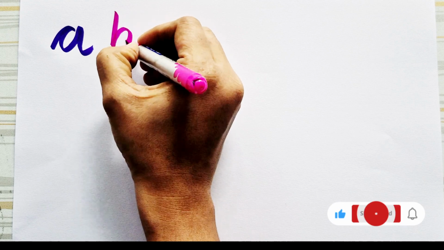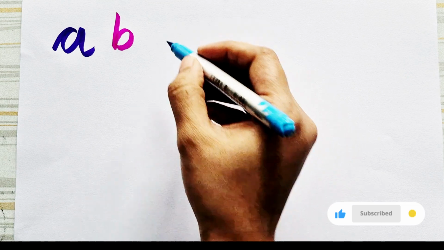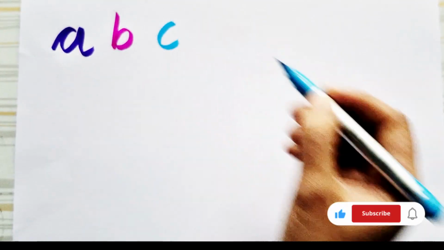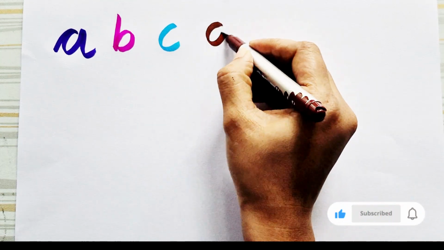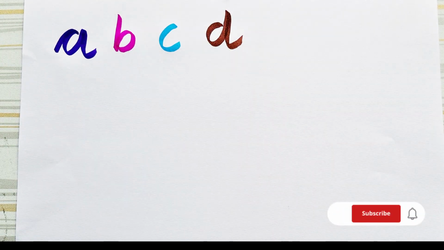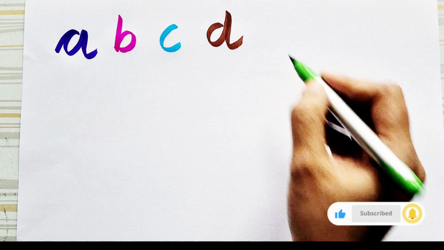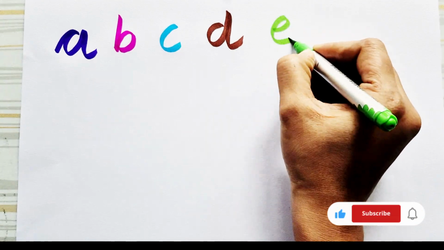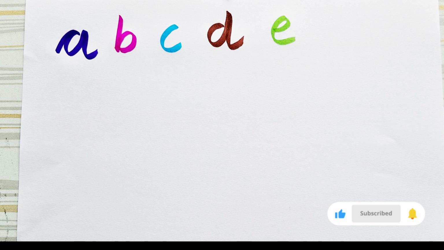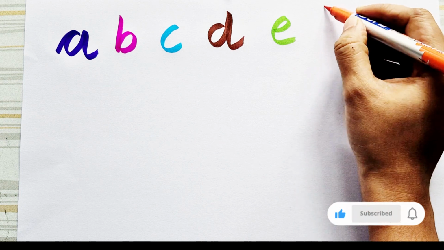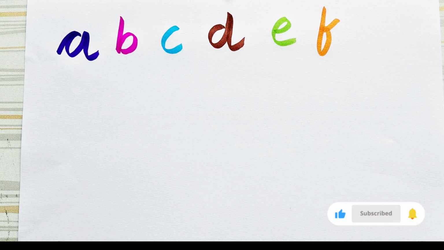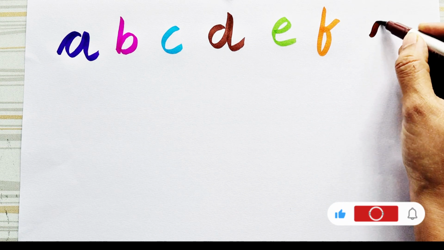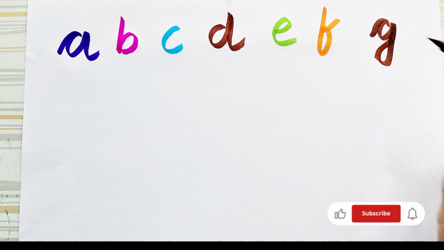A for apple. B for box. C for cup. D for drum. E for eggplant. F for frog. G for goat.